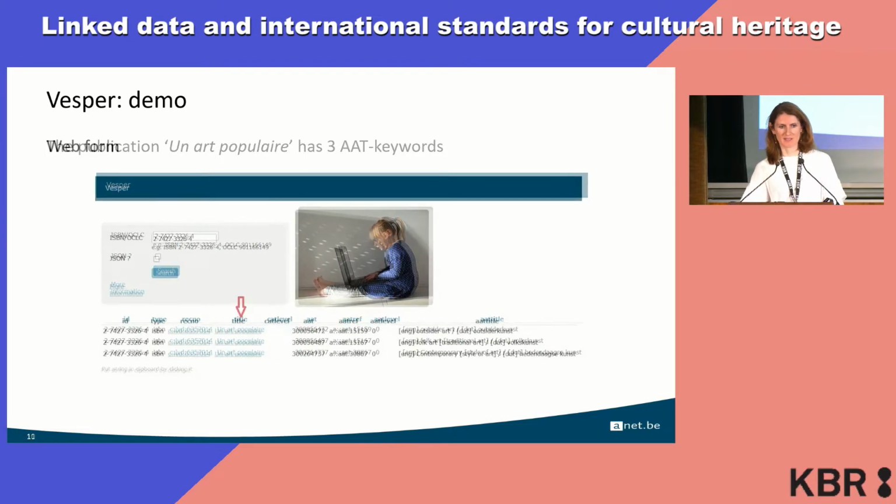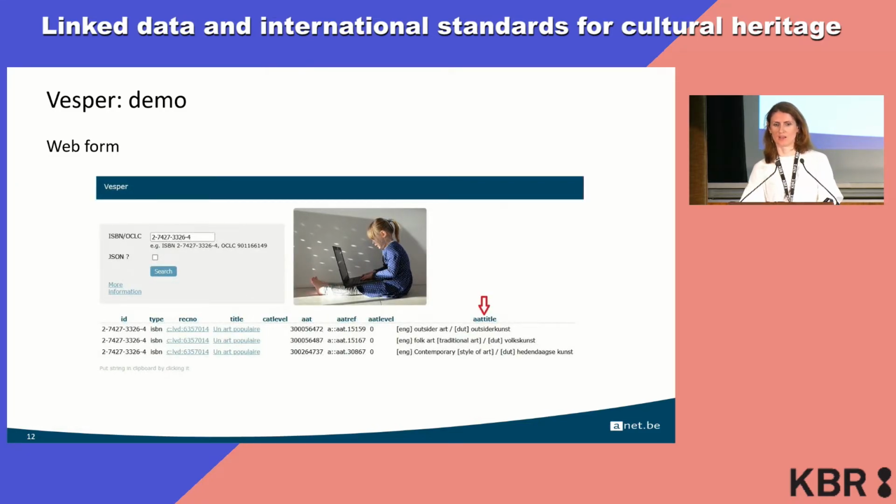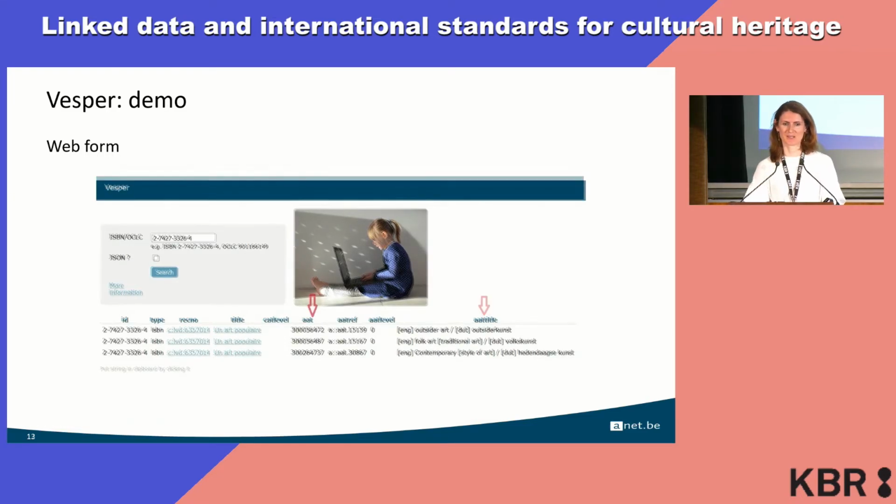So the fourth column is the title, so there you can see the title of the work. The last column, you see the terms, actual concepts. So at the moment we publish the English and Dutch terms. And of course the AAT identifiers are published as well.